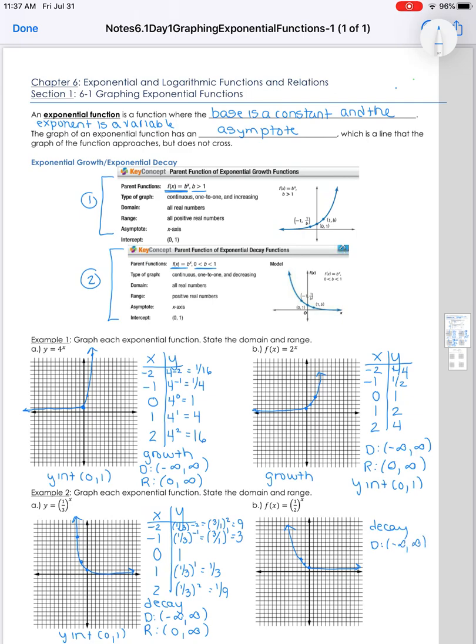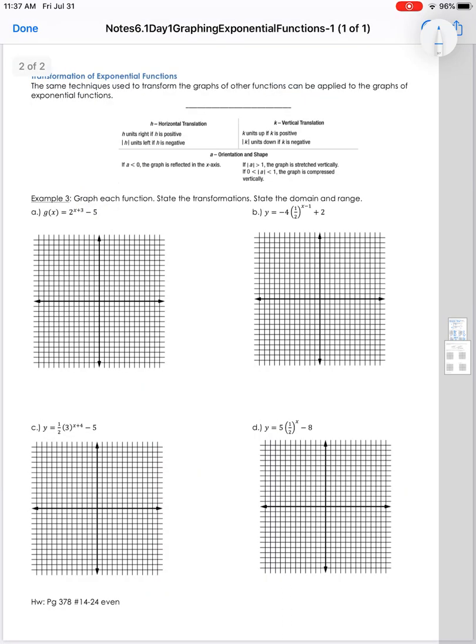Domain is still going to be negative infinity to positive infinity. Range is still going to be 0 to infinity. And your y-intercept is still going to be 0, 1. Because again, all you're dealing with is a base raised to the variable power. Nothing has been changed or added to the equation. But there's lots of types of transformations that can occur, and that's where these last 4 are going to come from.